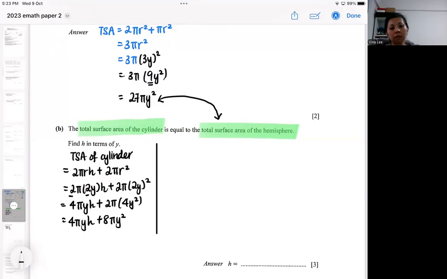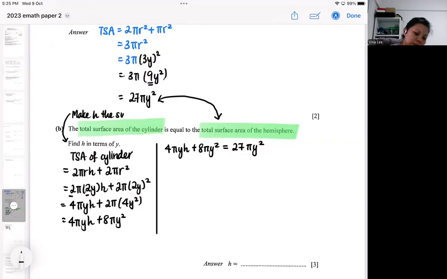Once you get the total surface area of the cylinder, we make them equal with your answer from the first part. If you didn't manage to get the answer for the first part, you still use it. It's fine. Okay, so what is your objective of making them equal? It is to find h in terms of y, which is like make h the subject.